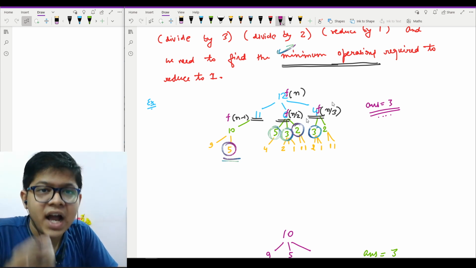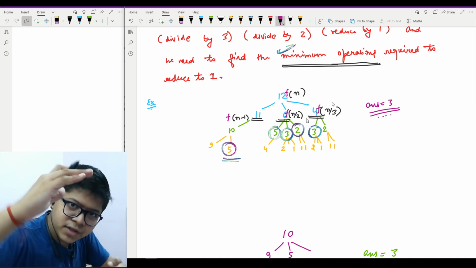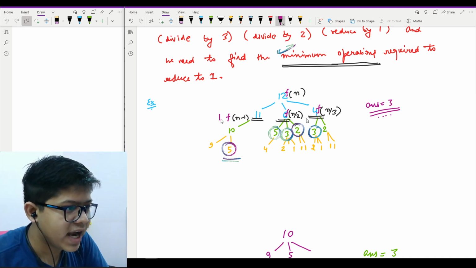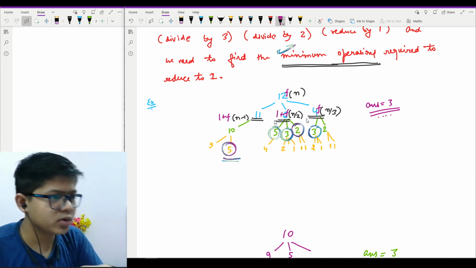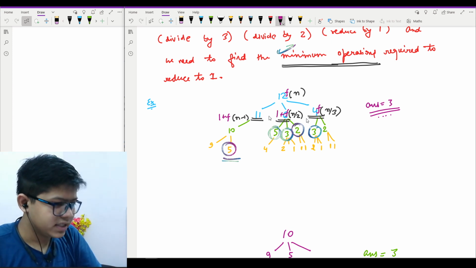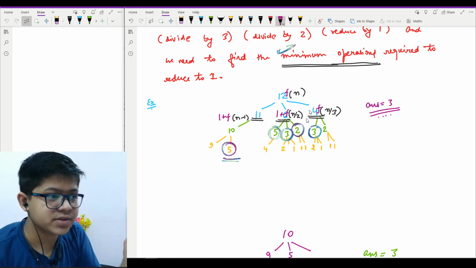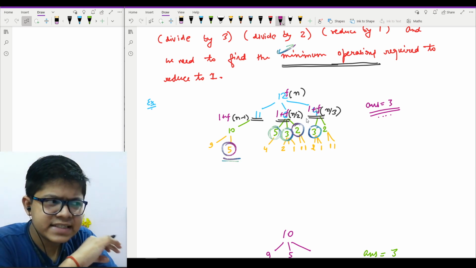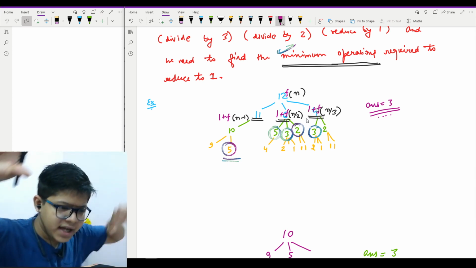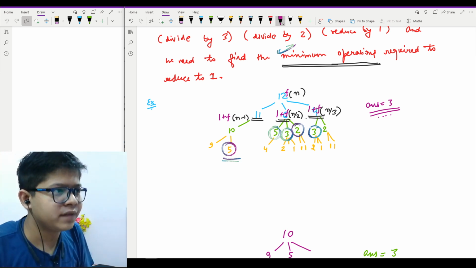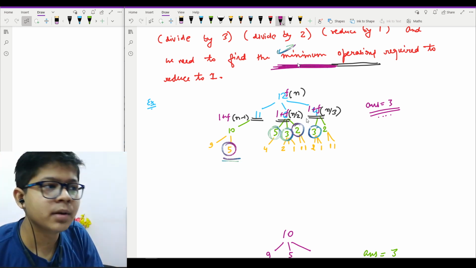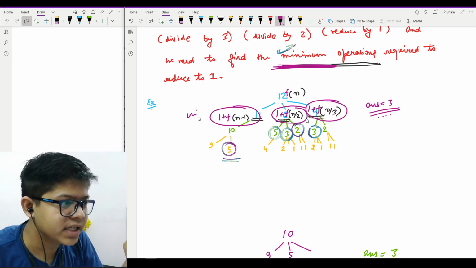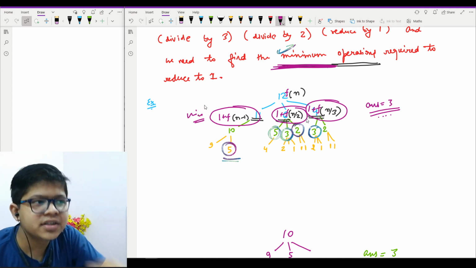Now what do I need to find? I need to find the steps. When I'm reducing from one state to another state, one step is increasing. So I will add 1, right? Now you can clearly see that from this above state I made 3 states, but actually what I need to find is the minimum. So out of these 3 results I will find the minimum answer and I will return that minimum answer to my parent.